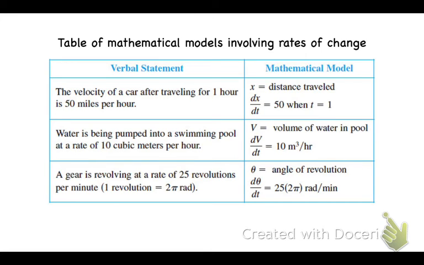I am a big one for units. On the 50, I would put miles per hour, because if I didn't put miles per hour, I would forget about my units later on. Okay? Water is being pumped into a swimming pool at a rate of 10 cubic meters per hour. So that would be volume, correct? Okay, so volume of the water in the pool. So we need to know the shape of the pool, whether it's a rectangle or whatever. We need to know the shape to have my equation. So I'd have dV/dt and 10 cubic feet per hour.